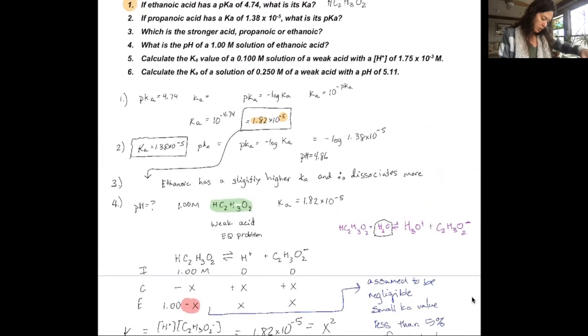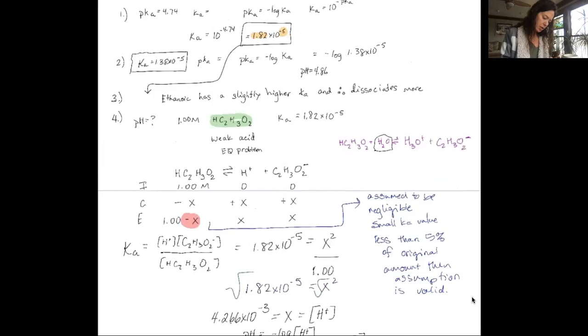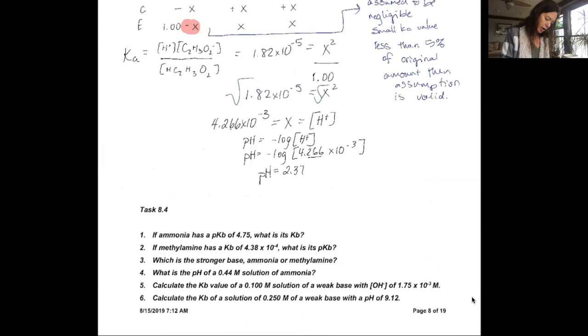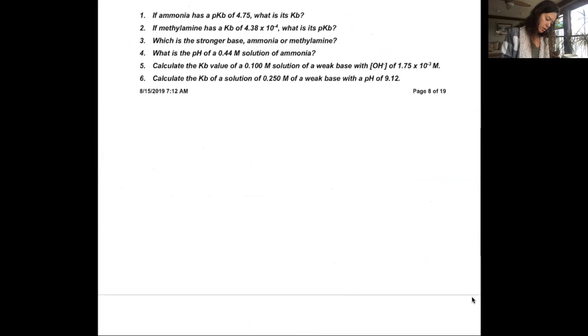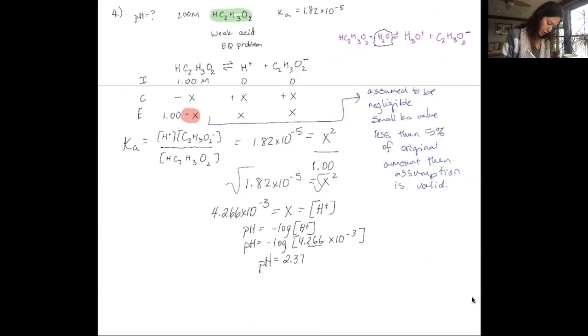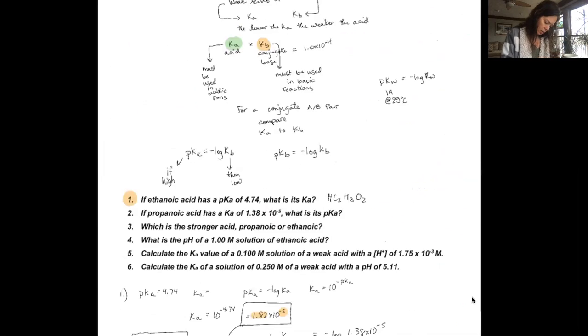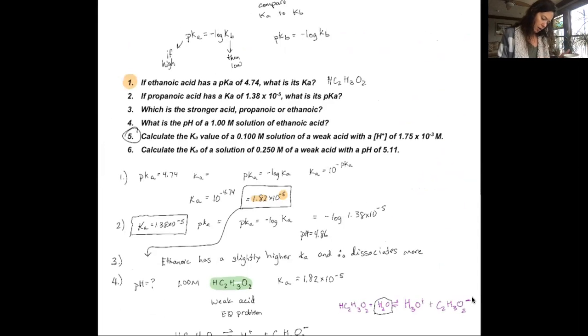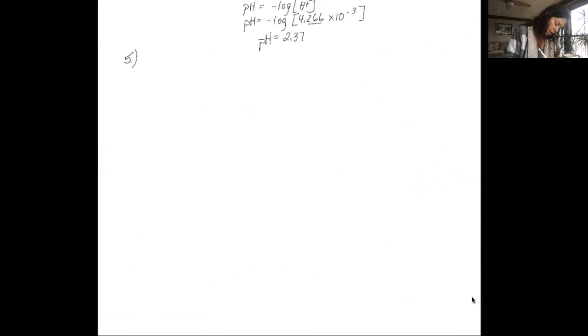Okay, was that the last one? And we've got a 5, so I'm going to need to scrunch my work. Oh, no, I can just pull him down. Okay, let's see what number 5 has for us. Calculate Ka. This is number 5. All right, go ahead and get started.